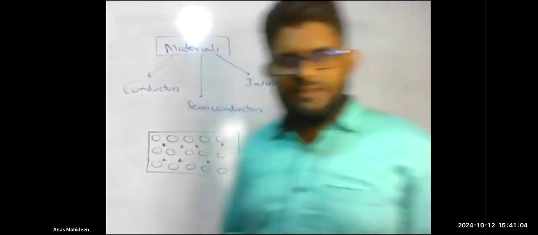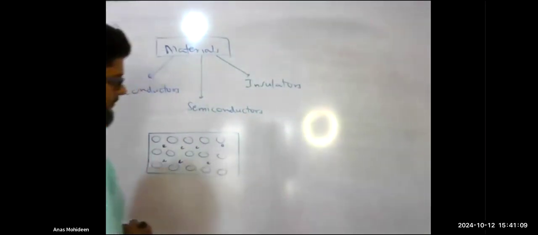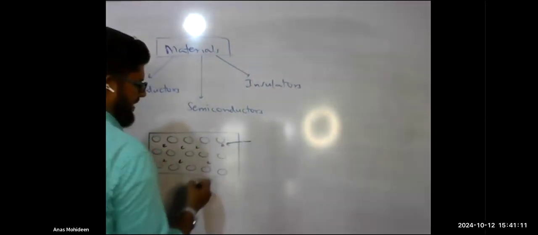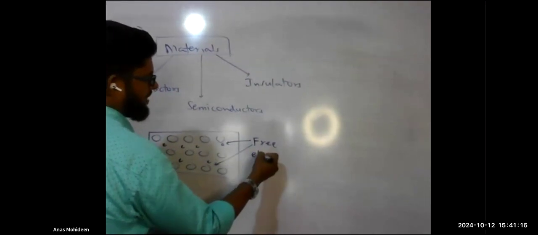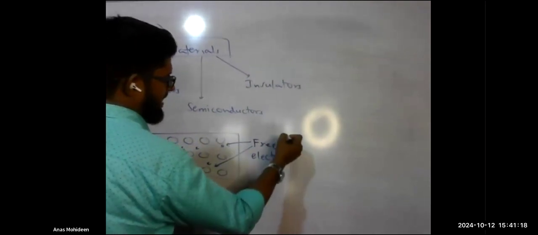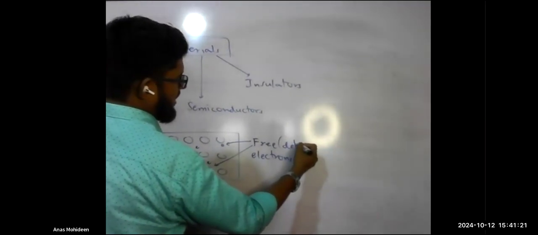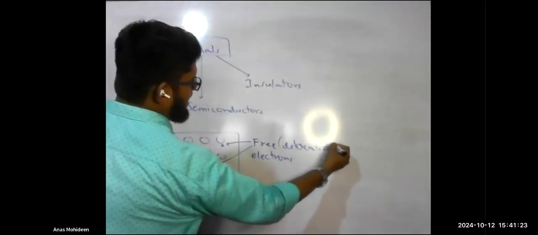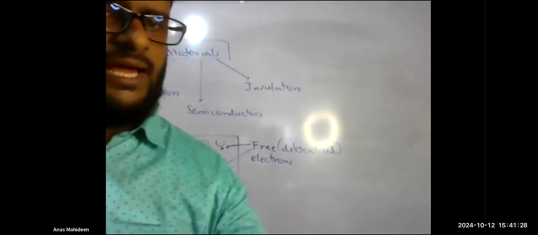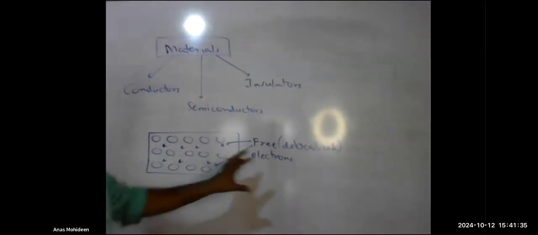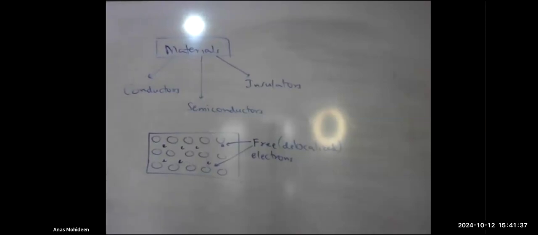And staying there means they have the ability to freely move. So these electrons we name as free electrons. Another word we use is delocalized electrons. So free electrons, delocalized electrons, are there within the metallic atoms, between the metallic atoms.